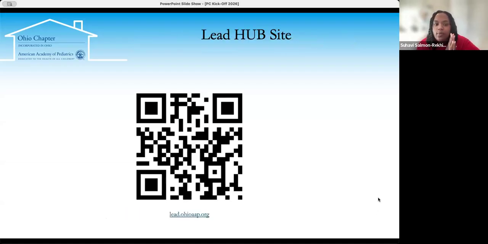Next, I want to make you aware of what we call our lead hub site. It is lead.ohioaap.org. Should be fairly easy to remember. And of course, it'll be in that email that I'm going to send in a couple of minutes here. This is really where you're going to find everything that you need to access for the program. This is where the baseline data and endpoint data forms will live. You'll find my contact information, all of the resources that we have for the program, just the digital version, of course, the Zoom links for office hours, all of the things that you need.